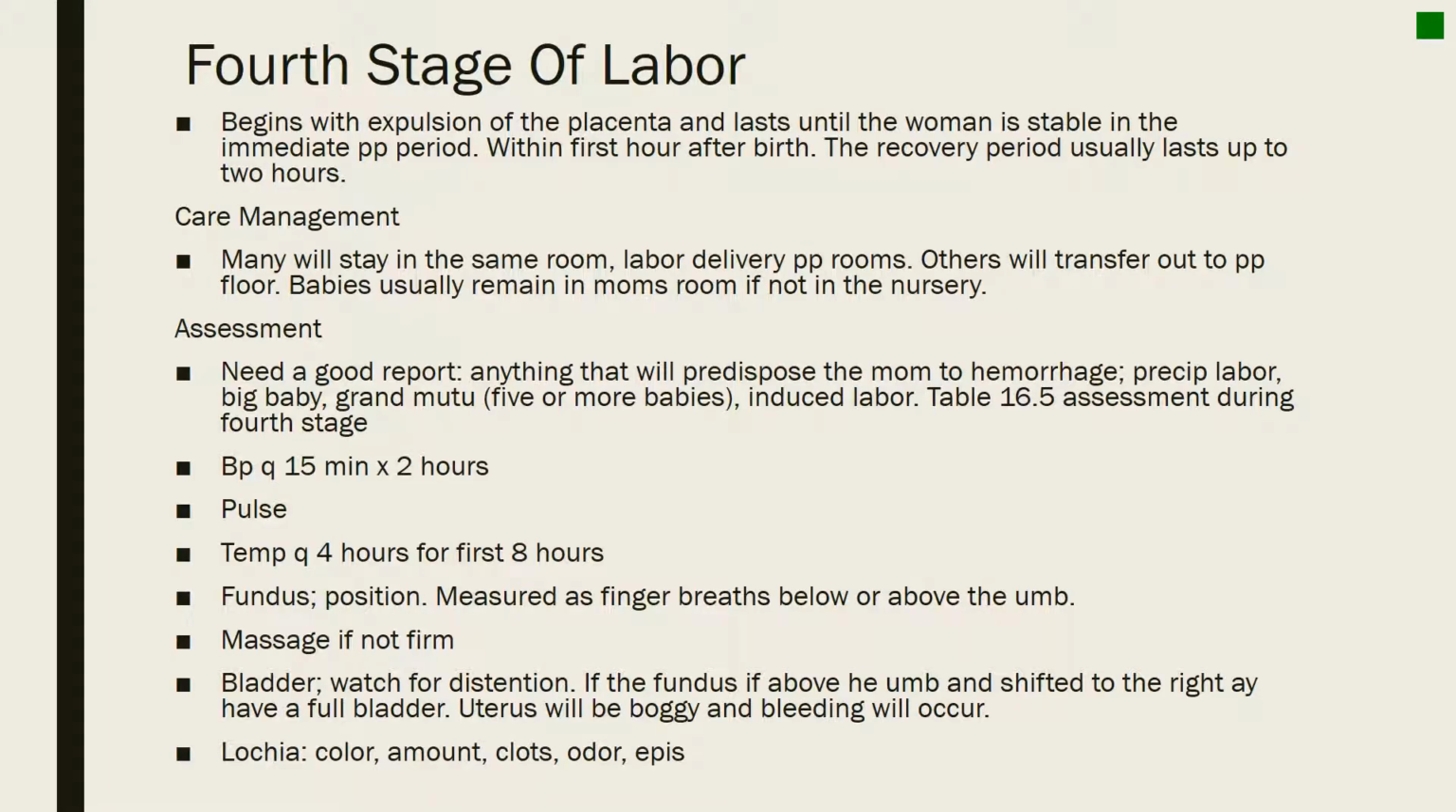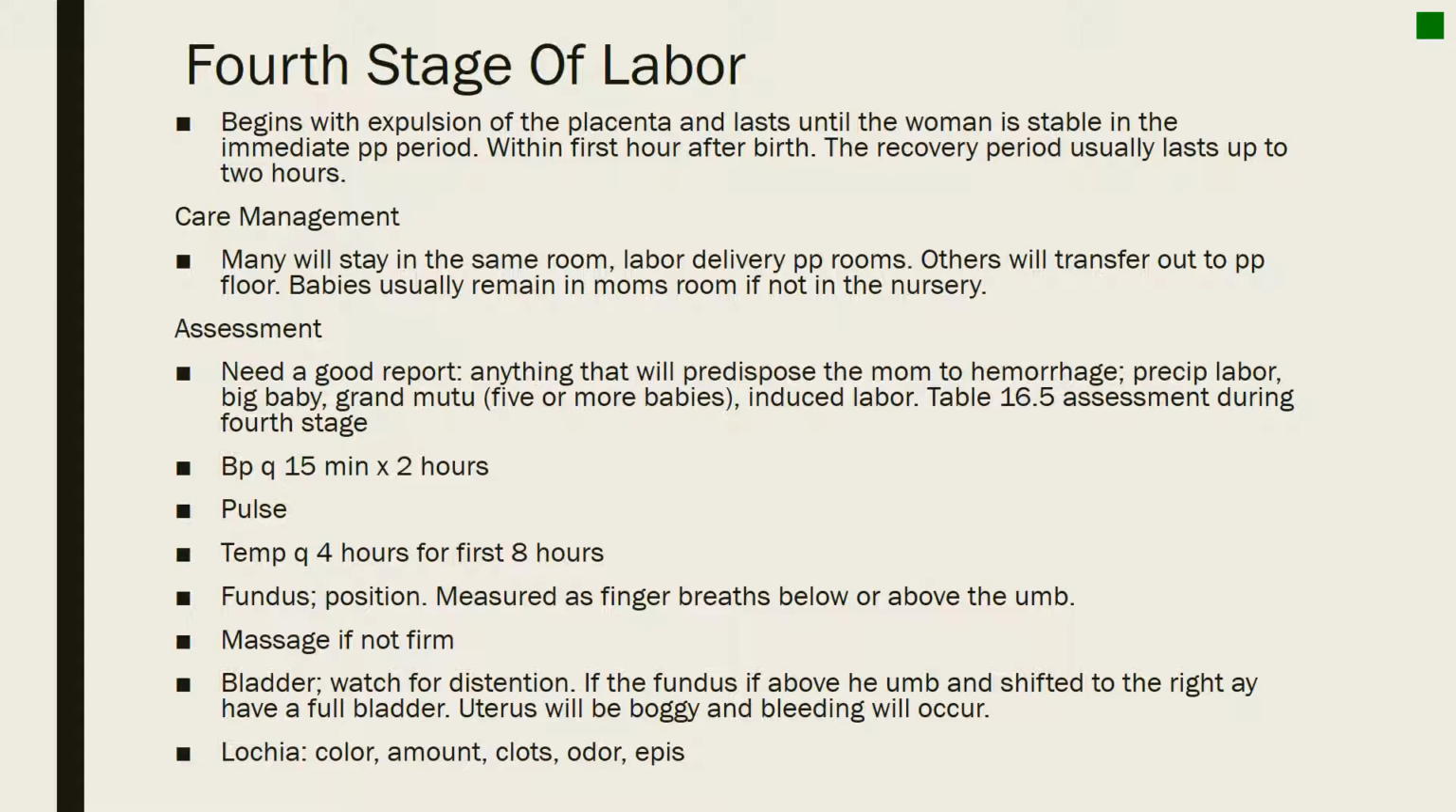The fourth stage of labor. This begins with the expulsion of the placenta and it lasts until the woman is stable in the immediate postpartum period, and that's usually within the first hour or 2 hours. Care management: many will stay in the same room until they're completely stable. Others are transferred to a postpartum floor. It just depends on your facility. Babies usually remain in the mom's room now if they don't have to stay in the nursery for some reason.